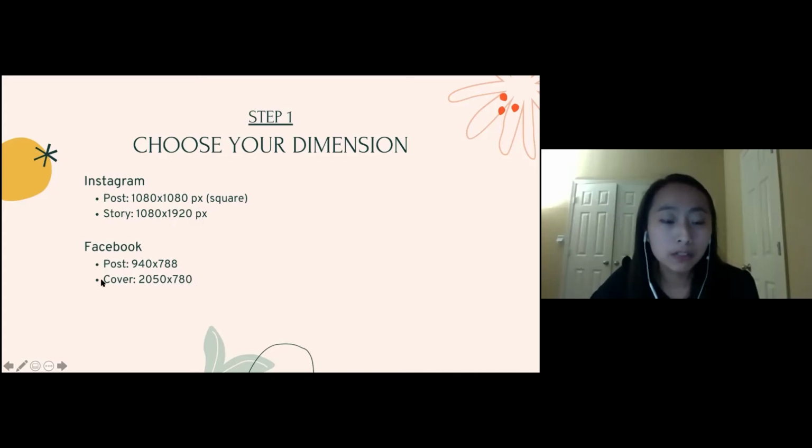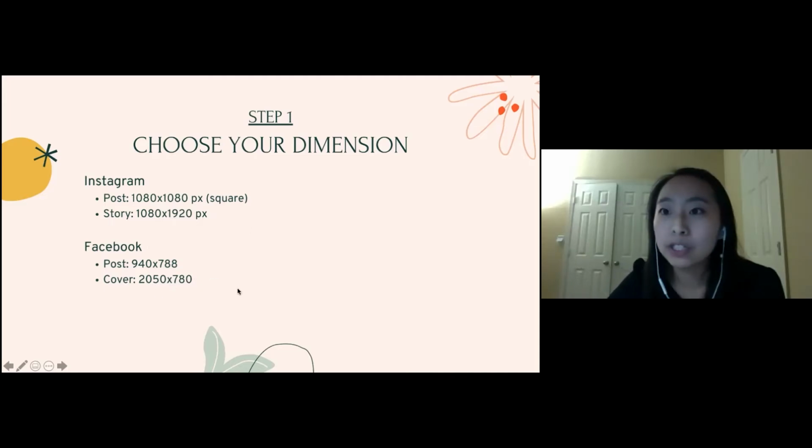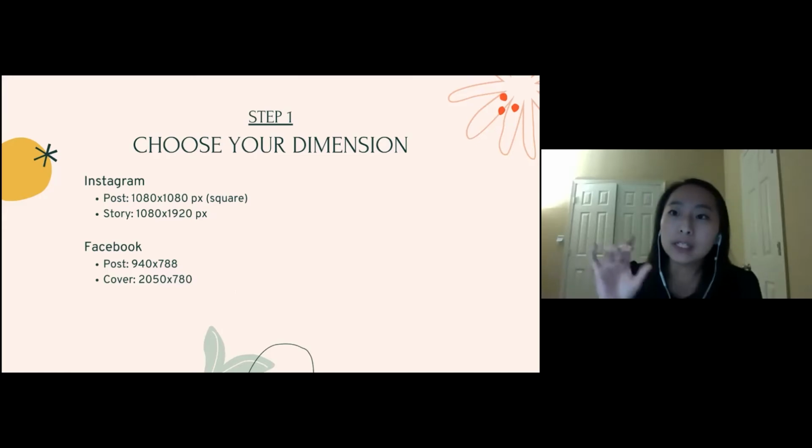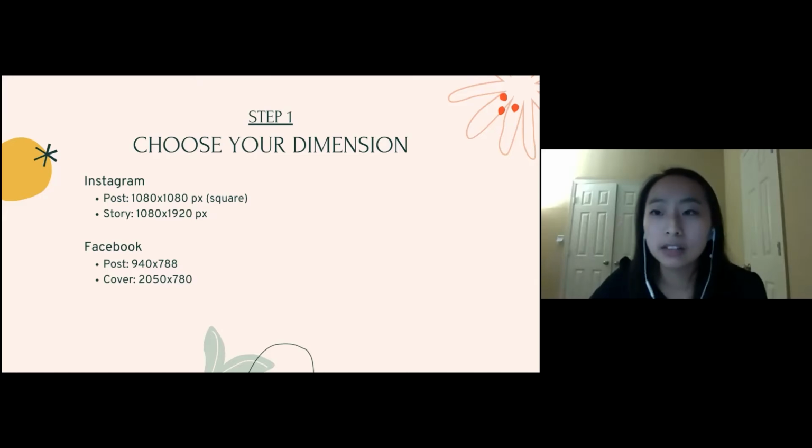But if you make a Facebook post, it said the ideal ratio was 940 to 788. And if you're making a Facebook cover, it'll be 2050 times 780 pixels. So it's really important to choose it, because if you don't choose the right dimensions, then later on when you post it, it will be cut off.